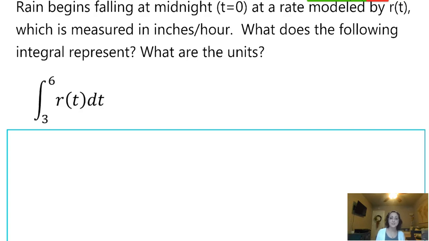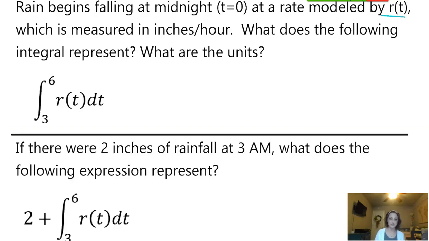Alright, so why do we care so much about this rearrangement? You don't need to write any of this, I just want to talk it through. Say rain begins to fall at midnight, which we'll call t equals 0, at a rate modeled by r of t, measured in inches per hour. What does the following integral represent? What are the units? We learned from the beginning that this gives me accumulation, how much rainfall from 3 a.m. to 6 a.m. The units would be the units of r of t times t, so the time cancels and the units are just inches.